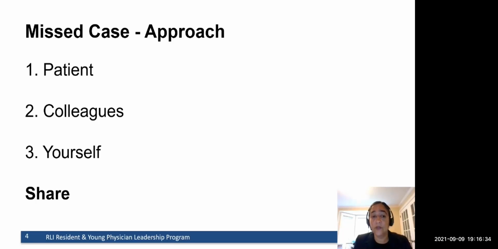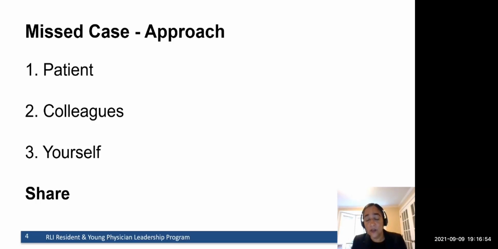The second thing you want to do is think about your interaction with your colleague. Remember that it's not easy to approach someone and tell them that they missed a finding. So you want to express appreciation that your colleague did so, and you want to make sure that you're not defensive or questioning your colleague's interpretation of the case during that interaction.